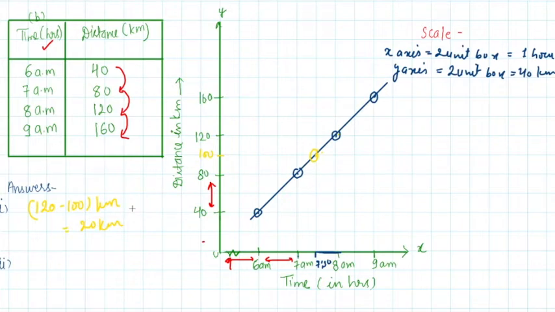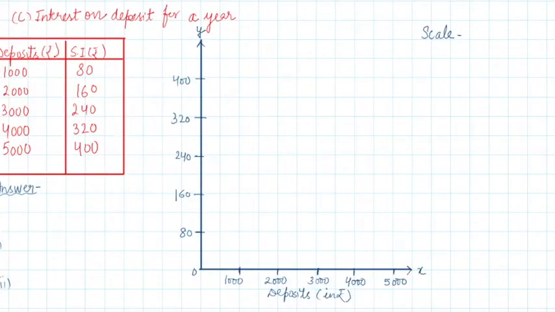Second part, what was the time when the car had covered a distance of 100 kilometers? So where is 100 kilometer? Here it is, we have just marked. Corresponding to this, if you see the time, what is the time here? 7:30 am. So the time corresponding to 100 kilometer distance is 7:30 am. So these were two parts of this question. Let's see the next question, which is of similar type.